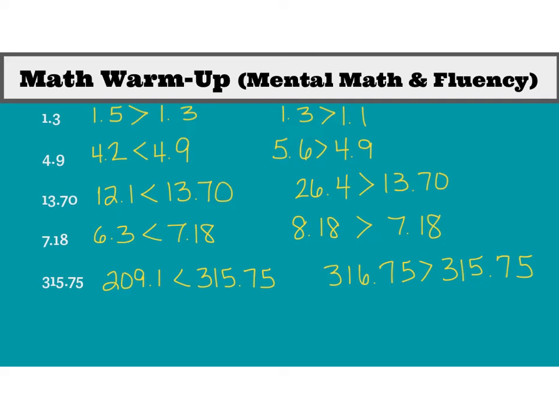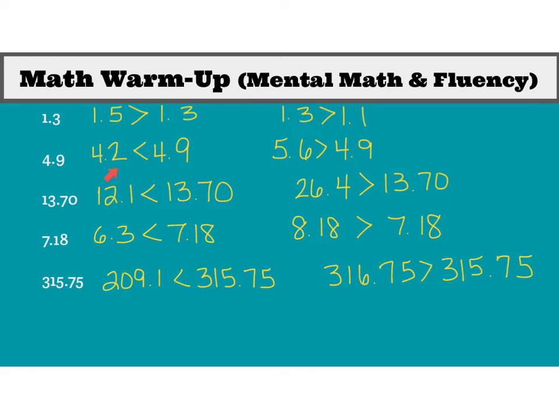What I did here is I wrote some inequalities to go with each one of these decimals. So our original decimal was 1 3/10. So 1 5/10 is greater than 1 3/10. And 1 3/10 is greater than 1 1/10. So this would be my less than. This would be my greater than. Let's take a look at 4 9/10.